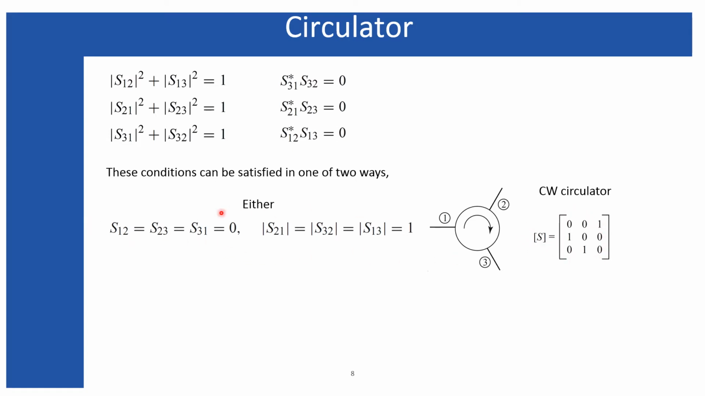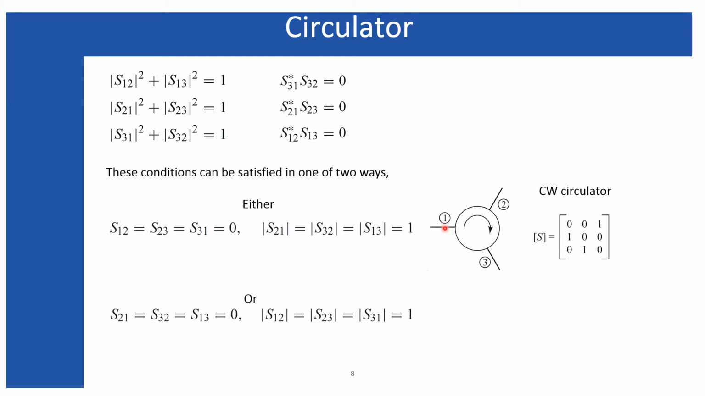Other than this condition, there will be another condition when you consider S32, S21 and S13 equal to 0. So S13, S32 and S21 equal to 0, which means the circulation is not possible along this direction. However, by considering this, we can get from this side that S12 is equal to 1, S23 is equal to 1, and S31 is equal to 1.